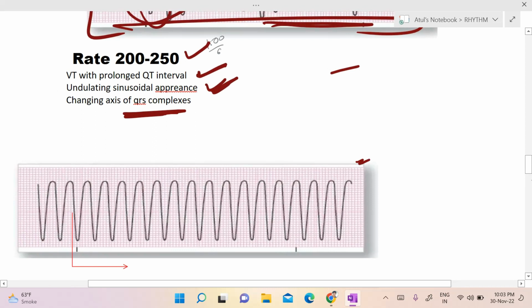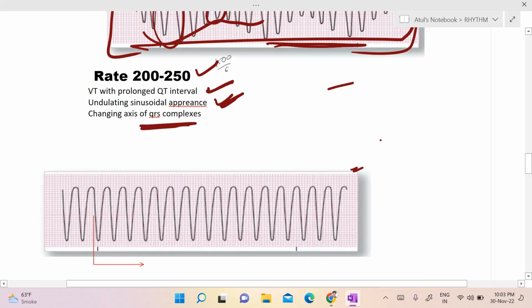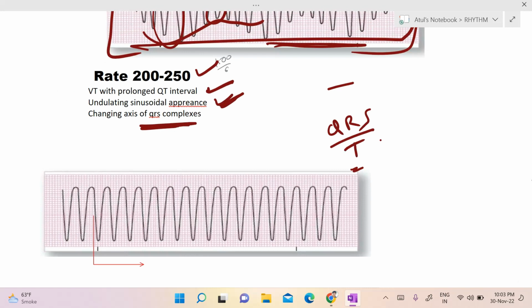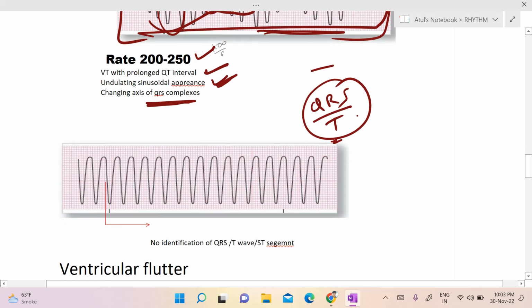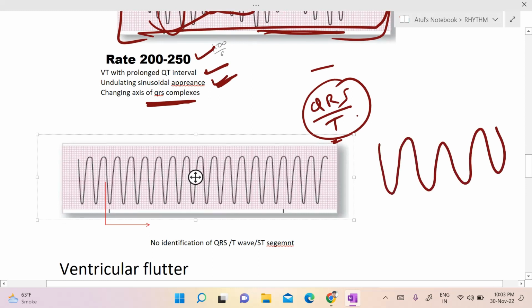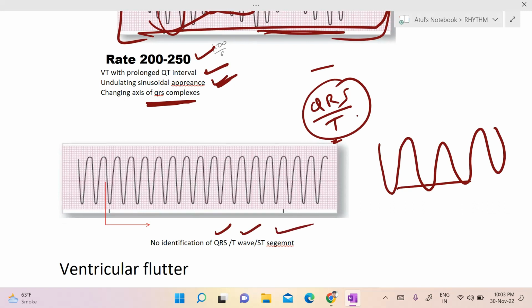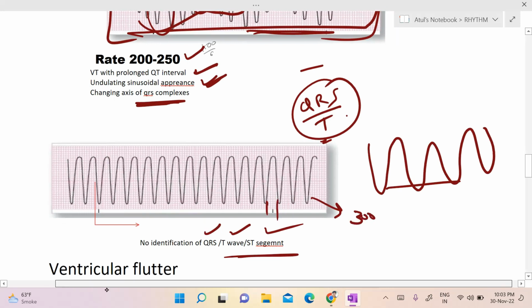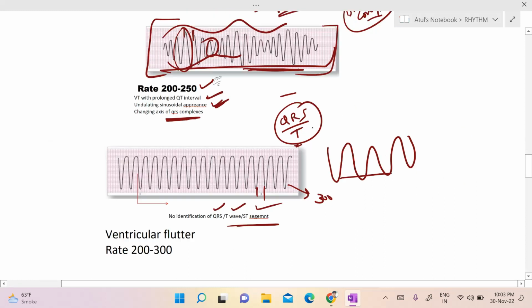Now identify this ECG. This is broad complex tachycardia, okay, but you can't identify any QRS or T wave. Nothing can be identified, but we can see only some broad complexes occurring regularly. So there is no identification of QRS, T wave, or ST segment, and the rate is more than or equal to 300 beats per minute. So this is ventricular flutter.